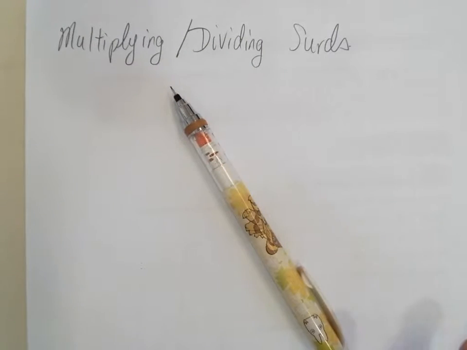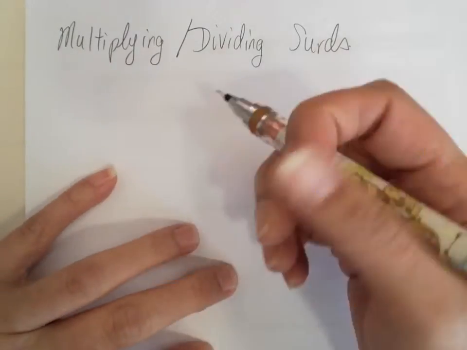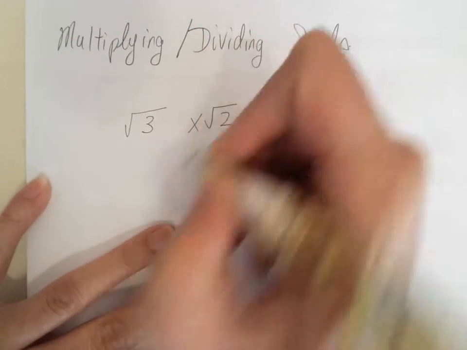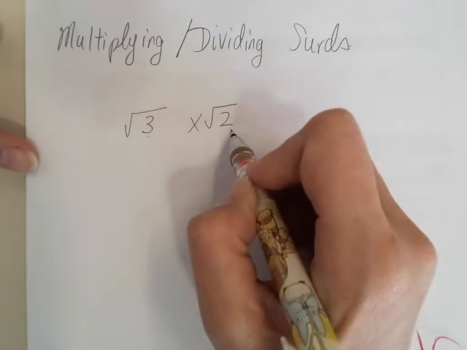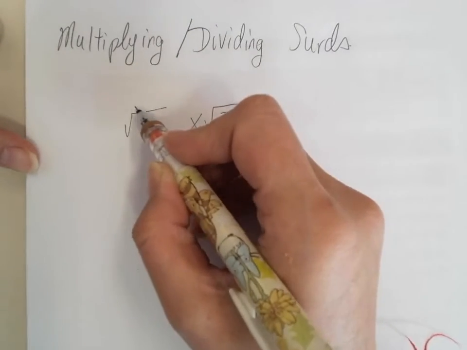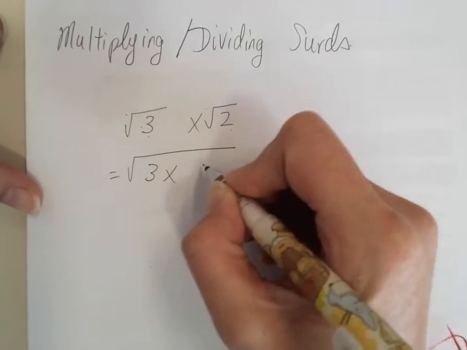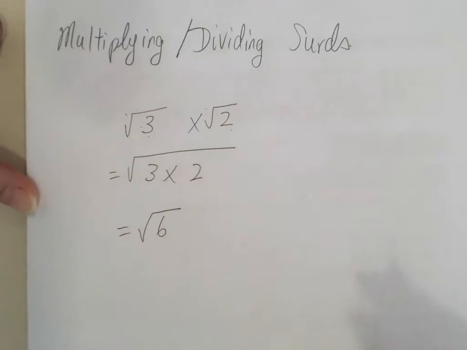Right, coming up, we are multiplying surds here. So we have two surds here. We have square root 3 times square root 2. Because we know that it's multiplied, both of them are square roots with the same degree, so we can put it down: multiply 2 times 3, equal to square root 6.